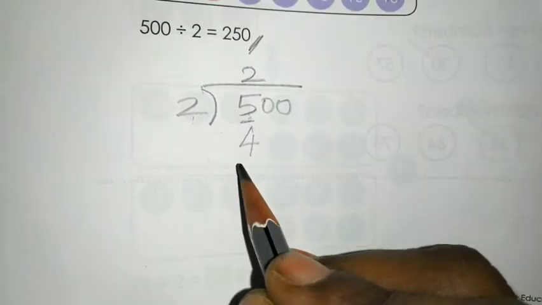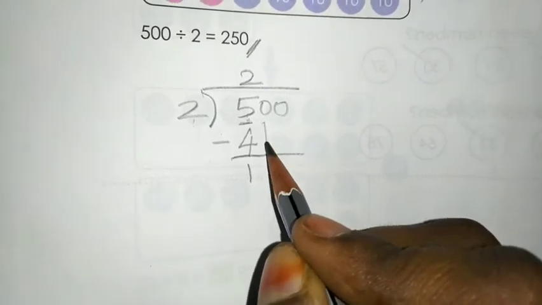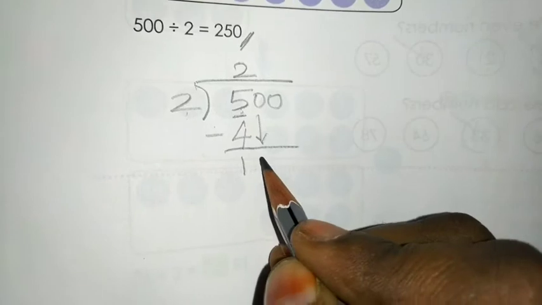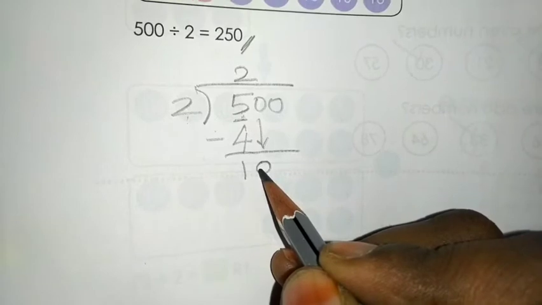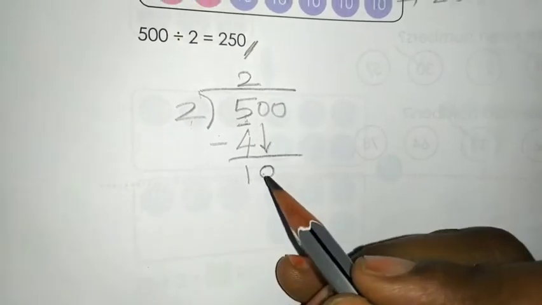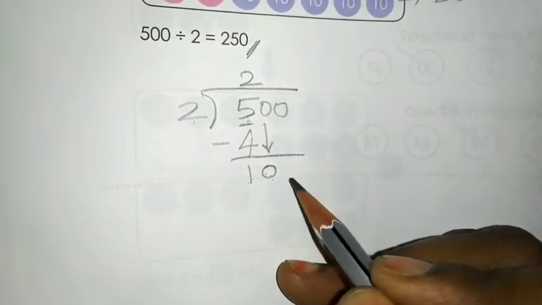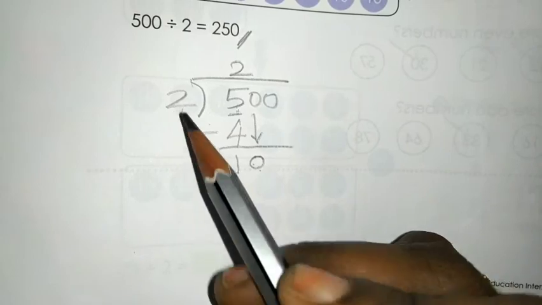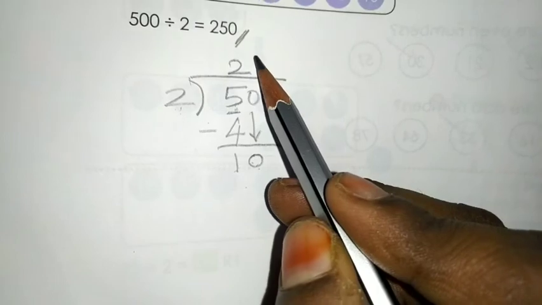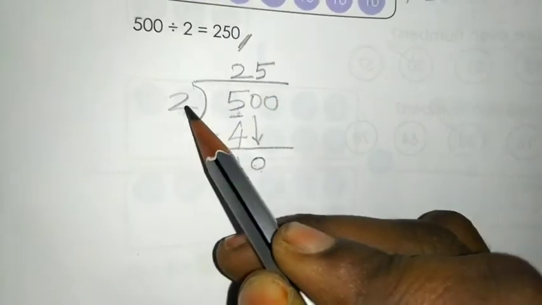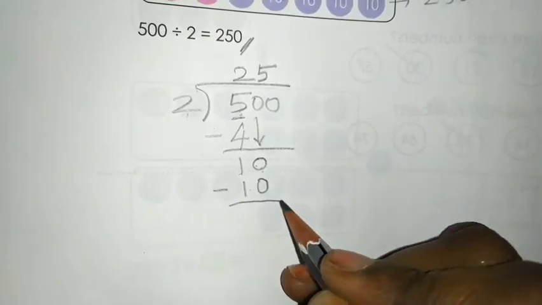2 2s are 4. Now subtract these two values. 5 minus 4 is 1. Now bring down the next value, 0. You have to bring down 1 value to the next calculation part. So if you bring down the next value 0, then you will get 10. Now you have to use the 2 table until you get 10. How many times you will get 10? 5 times. 5 2s are 10. Now subtract these two values.